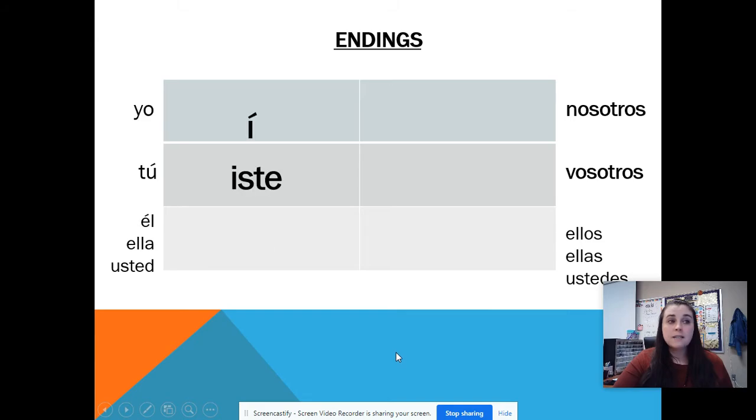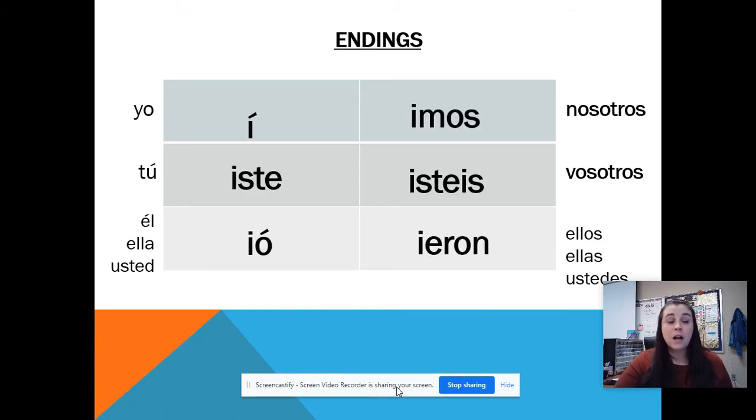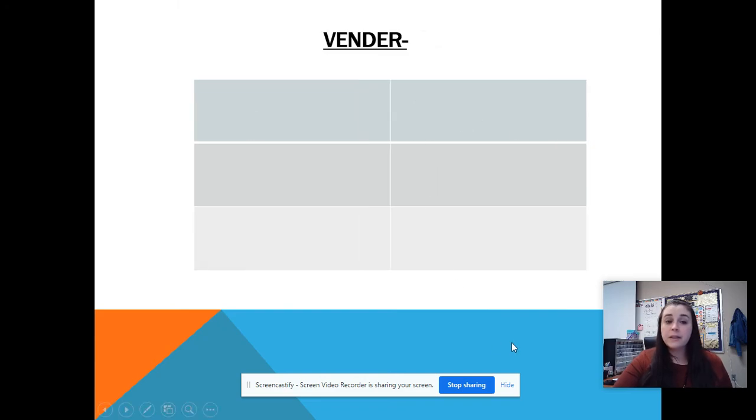So our endings for our preterite verbs for ER and IR are í with an accent, iste, ió with an accent, imos, isteis, and ieron. So they kind of look similar to our AR endings with a lot of I's instead of those A's. So we have the verb vender, which is to sell. If I want to say I sold something, I'm going to drop the ER off the end, use an I accent, and say yo vendí.